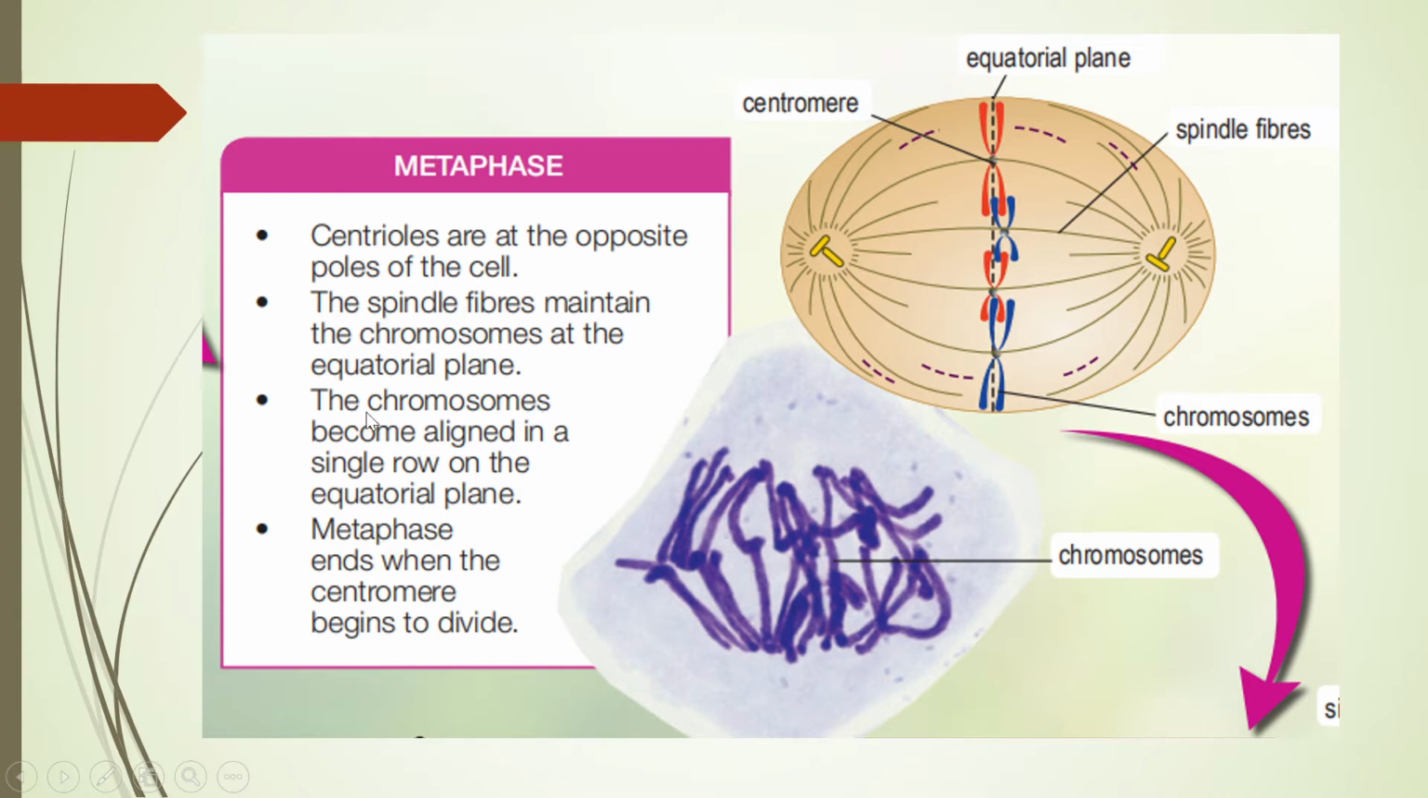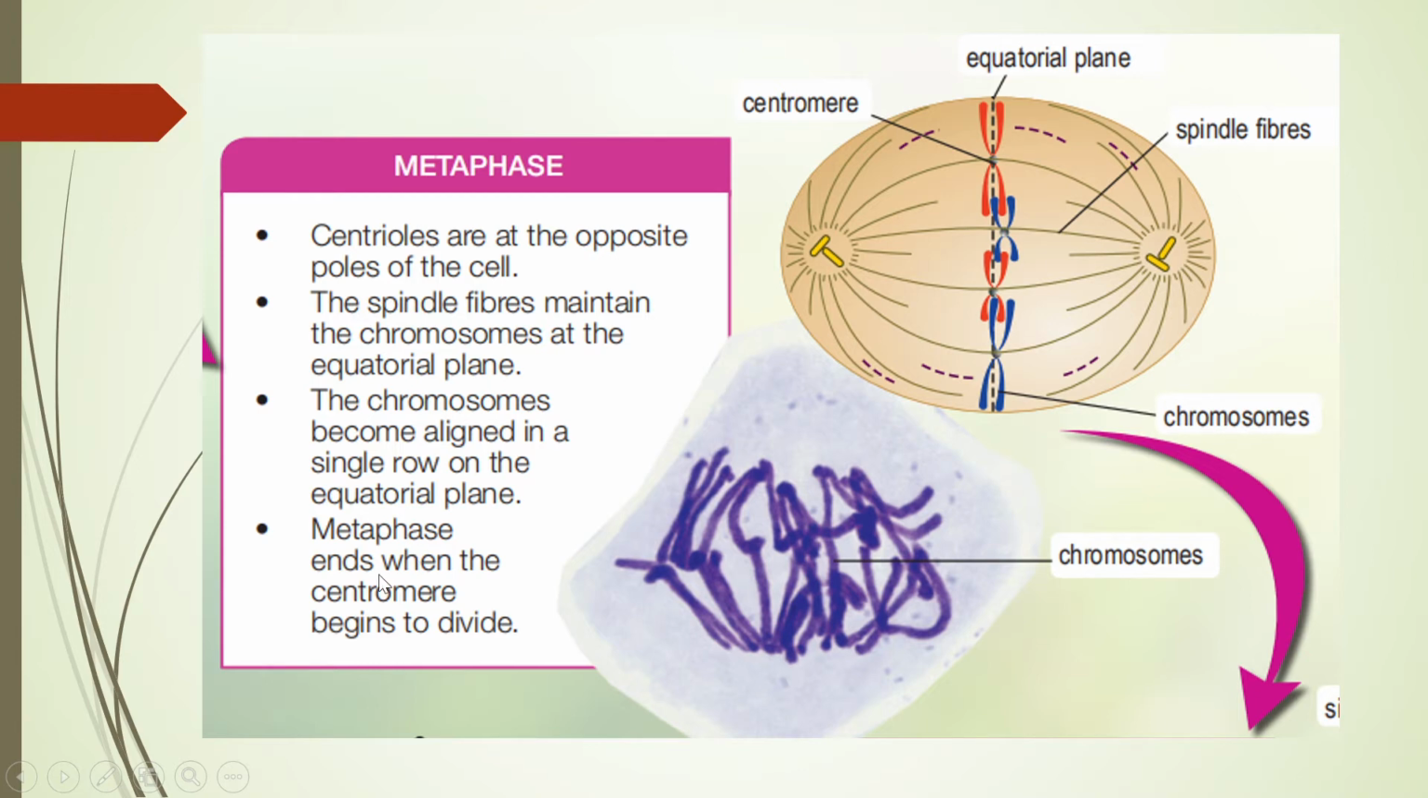So next is the chromosomal behavior. What happened to the chromosomes? They are now aligned in a single row on the equatorial plane. So they are queuing up like this with the centromere attaching to the equatorial plane, right? The sisters, this is the sister to this. The sisters are aligning nicely at the middle.